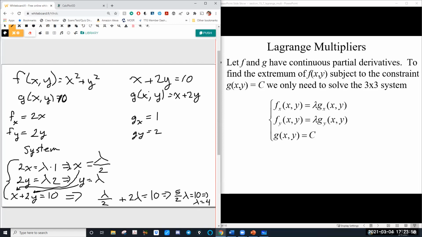Now I can go back and solve. So now that I know lambda equals 4, I can plug this lambda value 4 in for my lambdas. Okay. So that gives me x equals 2. And that gives me y equals 4.